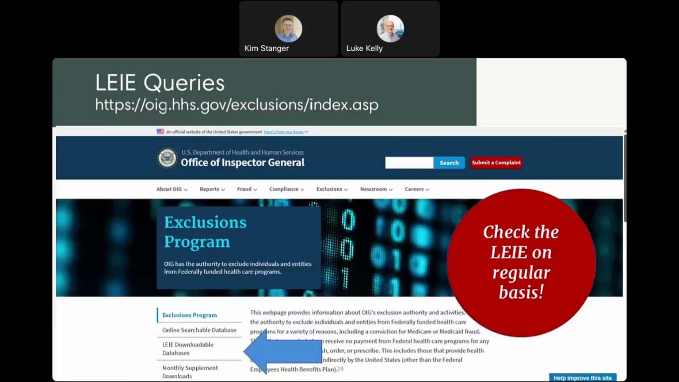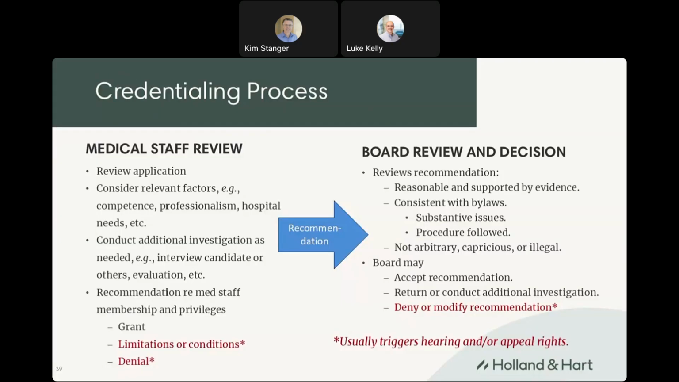How do you do that? Well, you check the LEIE query. How often do you have to do that? Well, they update that on, I think, a monthly basis. If it's on there for any significant period of time, then you're going to be deemed to have known or should have known that this person was excluded, and you could be potentially subject to sanctions. So you should be checking the LEIE when you're looking at contracting or granting medical staff membership or clinical privileges, but you should also do it periodically thereafter.